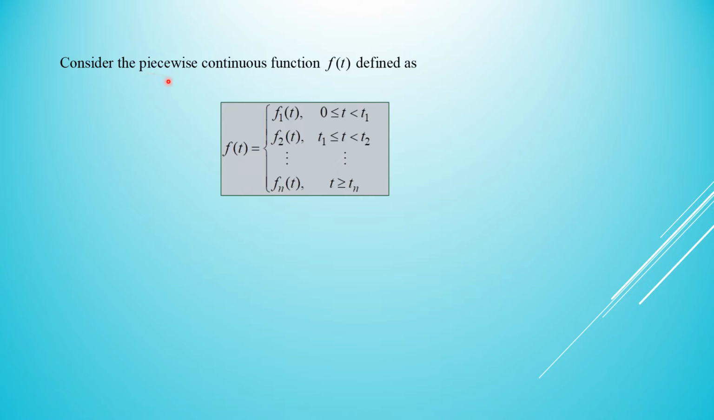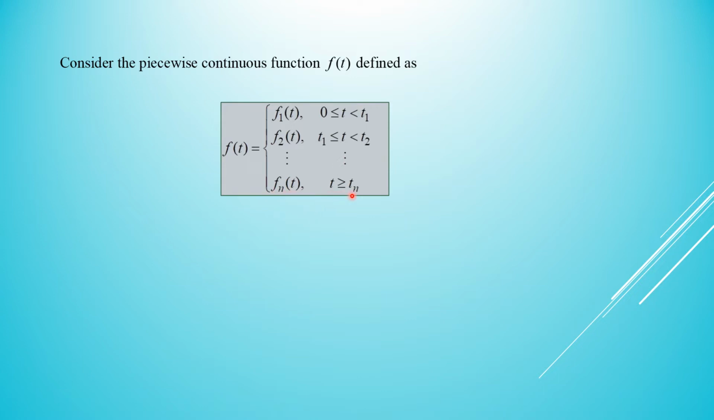Consider the piecewise continuous function f of t, which is defined as follows. f of t is equal to f1 of t for t larger than or equal to 0 and less than t1, f2 of t for t larger than or equal to t1 and less than t2, and there may be several more other functions within several more subintervals, and f of t is equal to f sub n of t for t larger than or equal to t sub n.